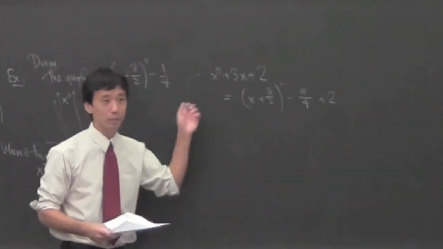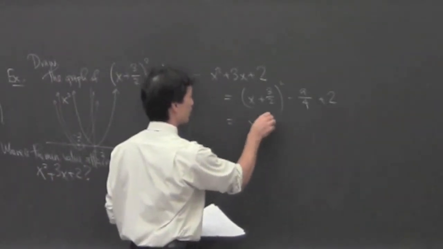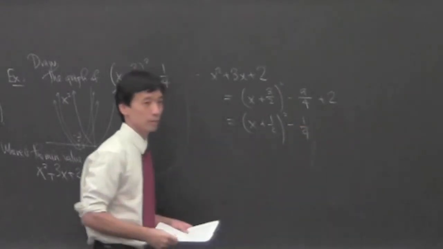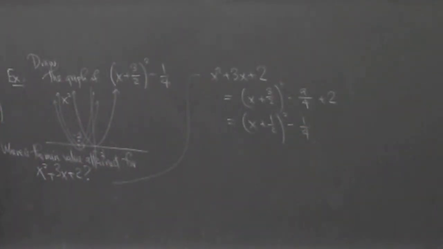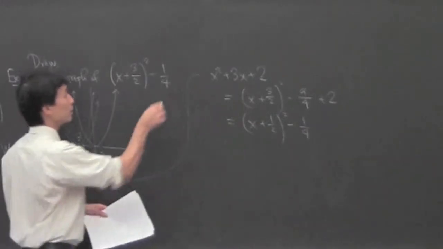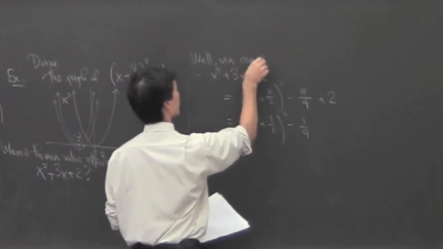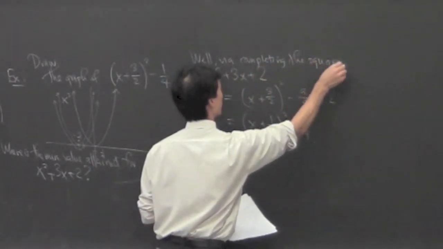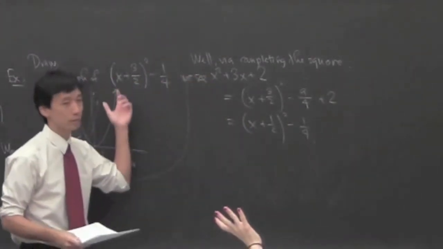Right? So I use completing the square. Okay? And I realize that this is this, which we just graphed. And now, using completing the square, we see that this is the thing.